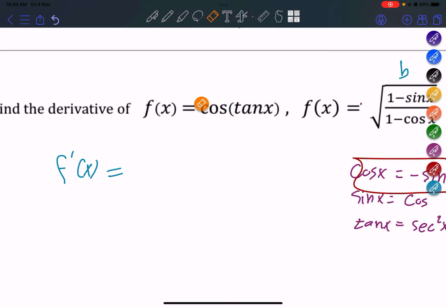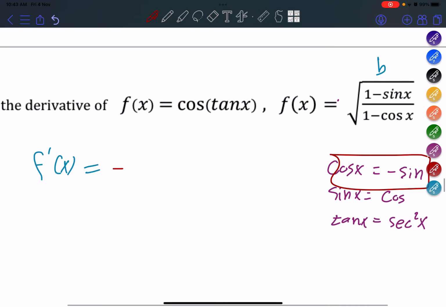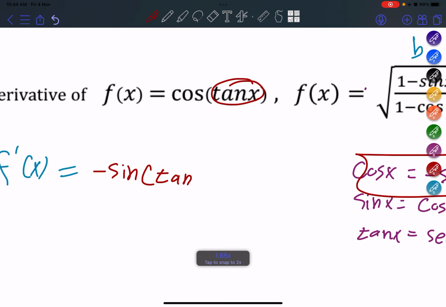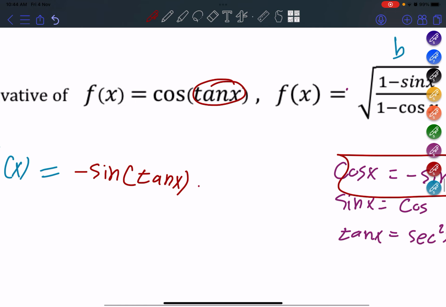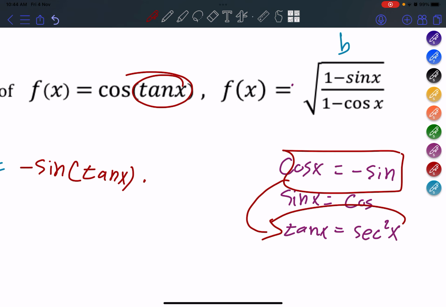So, the derivative of cosine x will be negative sine x. We won't touch the inner function yet, so we'll write it the same, tan x. Now times the derivative of the inner function, which we said was tan x. And here it is, the derivative of tan x is sec squared x.